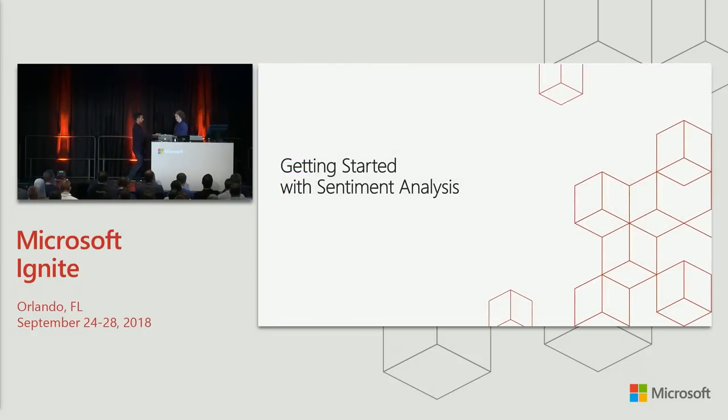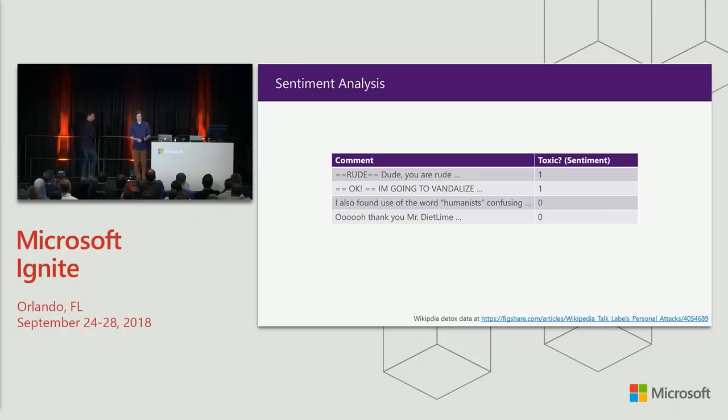OK. Yeah. Thank you. So let's start with a simpler example than GitHub. This is sentiment analysis. And the data set that we'll use is the Wikipedia detox data set. So this is a collection of comments and a label that says, is the comment toxic? Is it a personal attack on someone? So you can see a few examples here. If you're saying to someone, you're so rude, maybe that's a personal attack. But if you're saying, oh, thank you, that's not toxic.